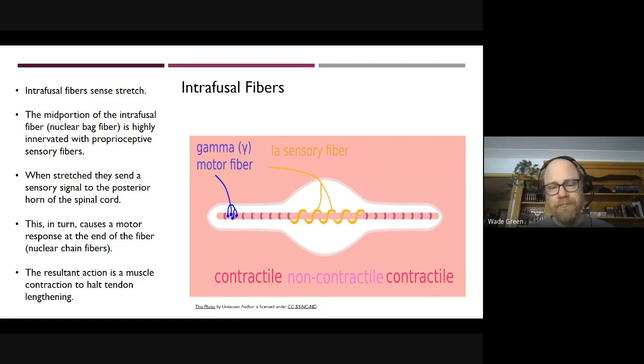So now, obviously, we have the sensory fiber in the middle. If there is a lengthening or a stretch of the muscle, that one A sensory fiber, the nuclear bag fiber, will sense the stretch, and it will cause the gamma motor fiber to fire, causing the muscle to shorten and stop the stretch. So the bottom line, guys, is that these are protective mechanisms to prevent over-lengthening of the muscle and over-lengthening of the tendon.